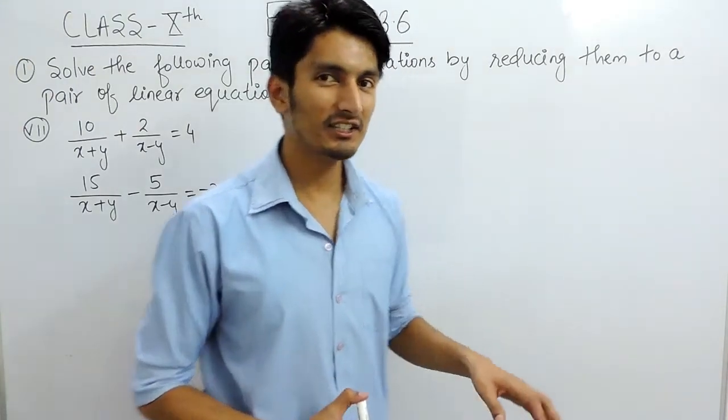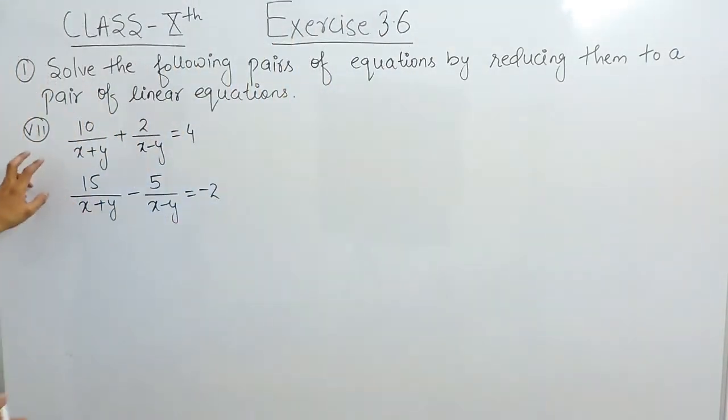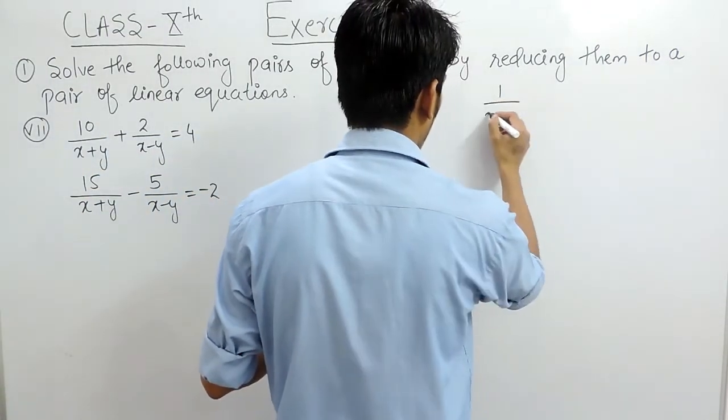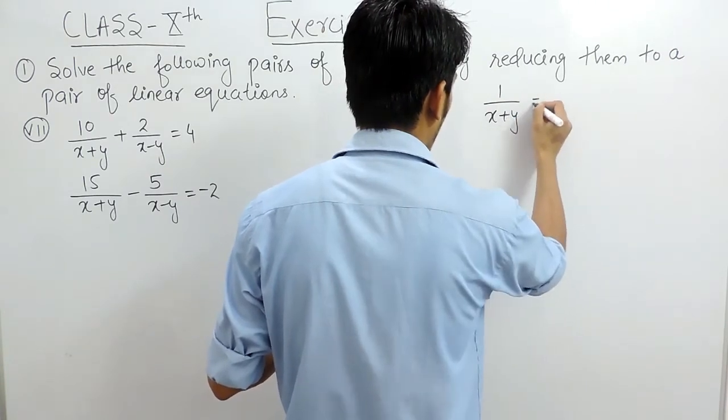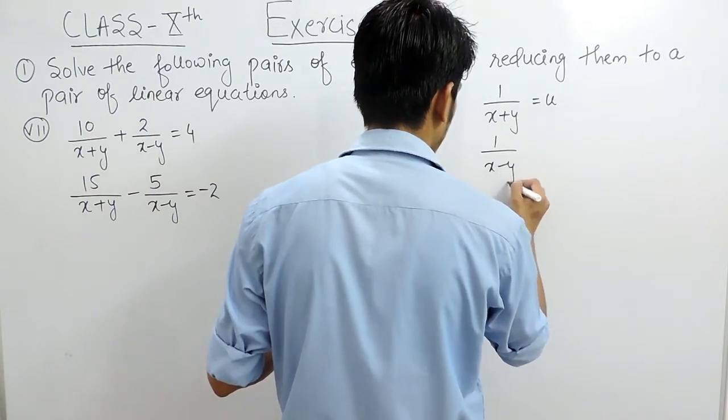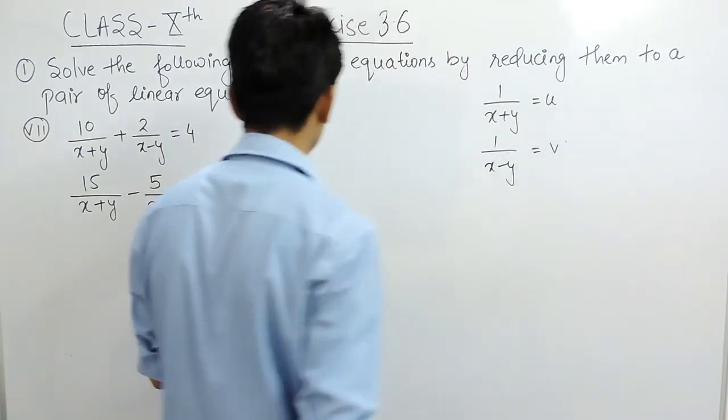Hello everyone, in this video we are going to solve part 7 of question number 1. Again we have to solve the pair of these equations by reducing them into a pair of linear equations. Because here the variable is in the denominator, you have to shift it into the numerator. For that, suppose 1 upon x plus y as u and 1 upon x minus y as v.